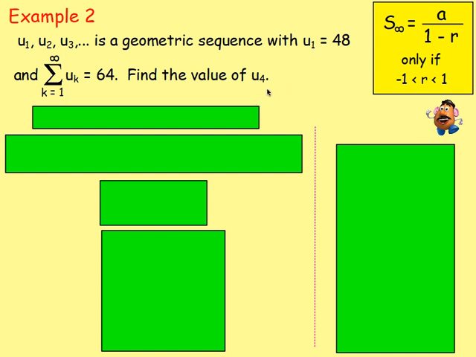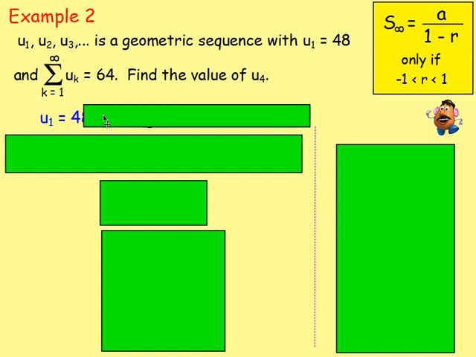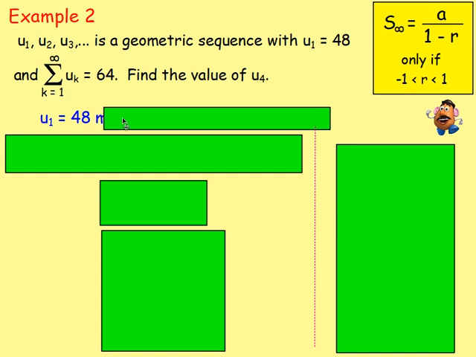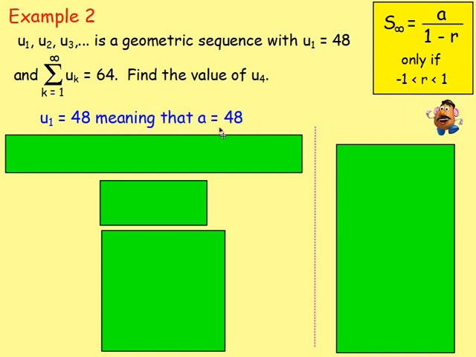So how would you start this one off? Well, right away they're telling us that U1 equals 48, meaning then that the value of A is 48. What we are also told is that the sum of Uk going from k equals 1 up to infinity equals 64. So in other words, if you work out U1 plus U2, then U3, then U4, then U5, then you add on U6, then add U7, if you just keep adding all the terms all the way up to infinity, it's 64. In other words, the sum to infinity equals 64.